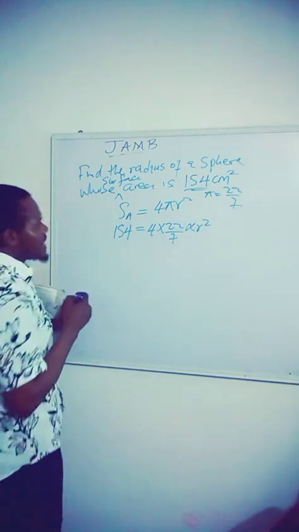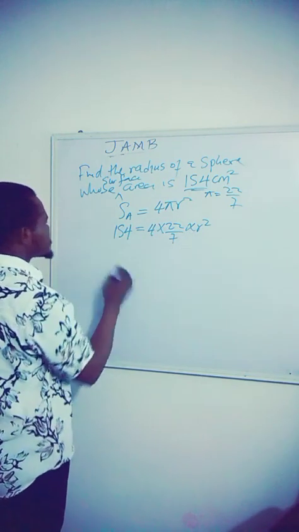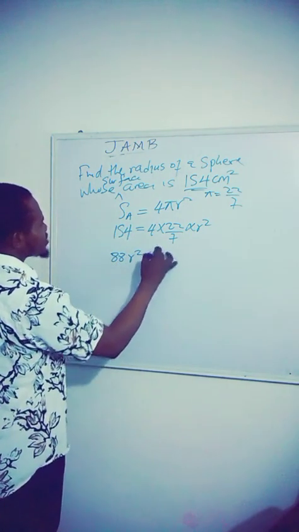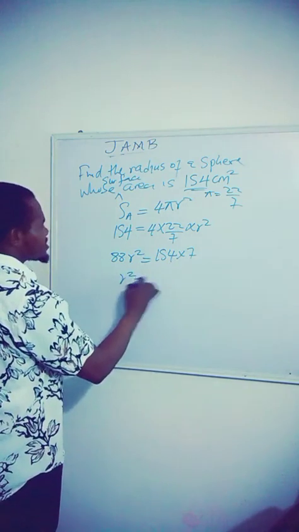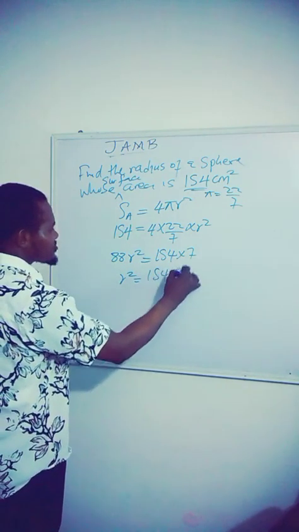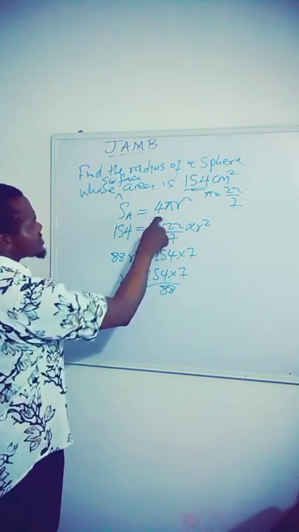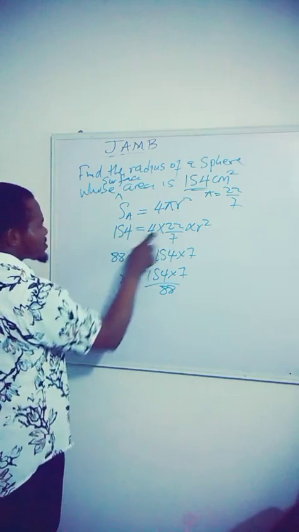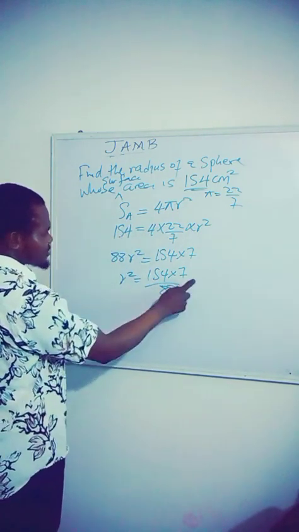So you multiply this, 4 times 22, that is 88. You have 88 r square is equal to 154 times 7. So r square is equal to 154 times 7 over 88. I hope you see how I got this. This times this gives me this: 4 times 2 is 8, 4 times 2 is 8. Then this will cross multiply to make this. So that is why we're having this.